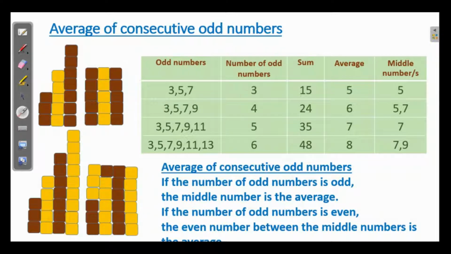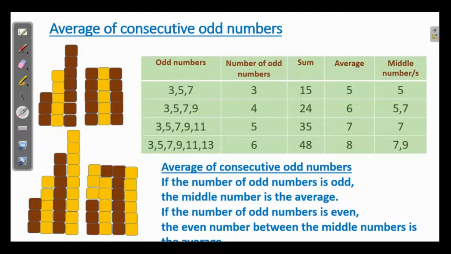Usually, we will find the average by finding the sum. Sum is 15 and the number is 3. So, 15 divided by 3 is 5. 5 is the average. We can see that the middle number is 5. And seeing the picture, it would be easy to remember, isn't it?